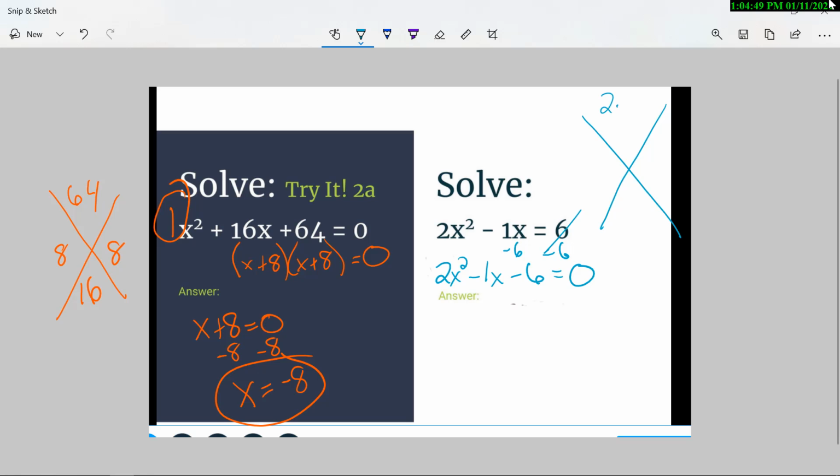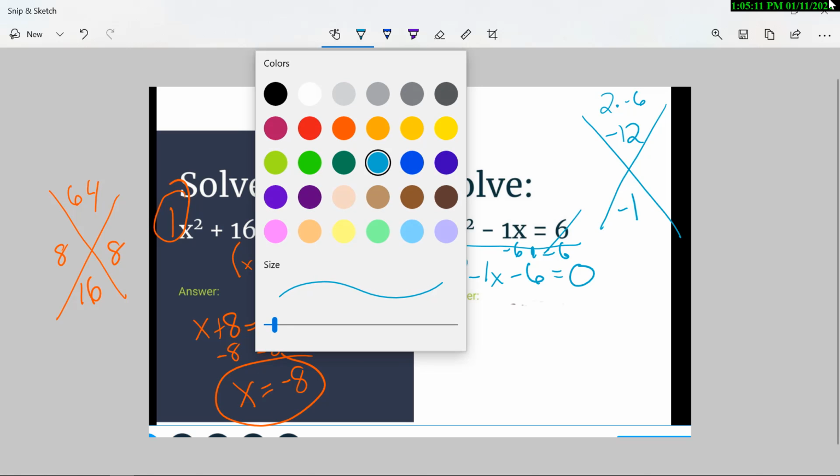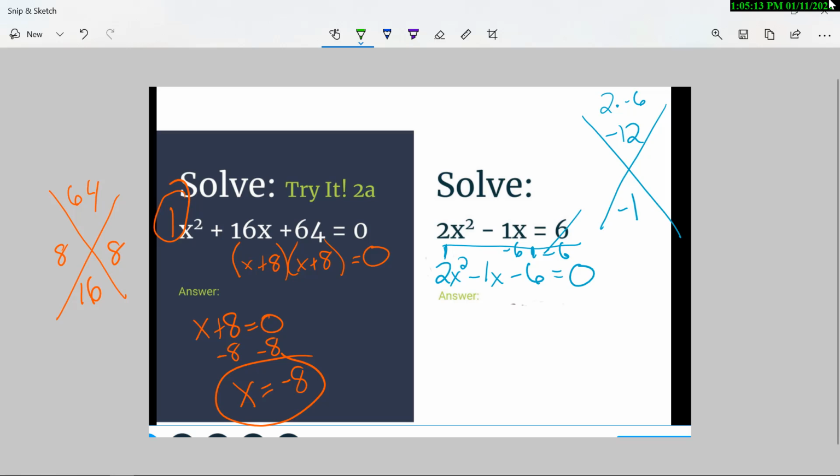So we got 2 times -6, or -12. And we multiply the a value, the first term, by the last term. And then the middle number is the bottom. Now, don't put the x in the diamond problem. X's and variables do not belong in the diamond problem. So what two numbers multiply to -12 and add up to -1? That would be -4 and +3.